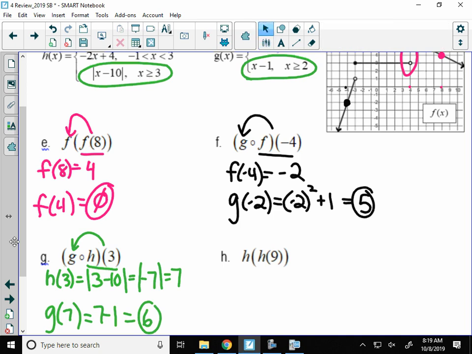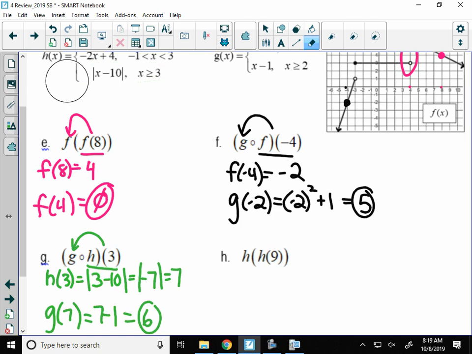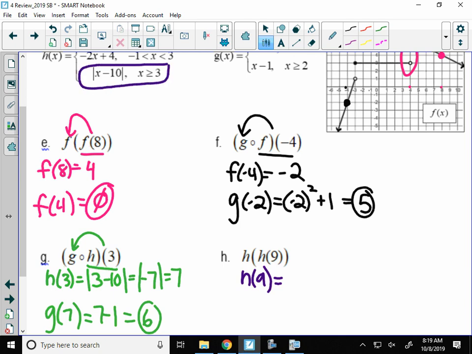All right, we're going to use h for both functions here. So I have h of 9. So h of 9, that first 9 falls into this bottom part. It's greater than 3. So I'll have the absolute value of 9 minus 10, which is the absolute value of negative 1, which equals 1.